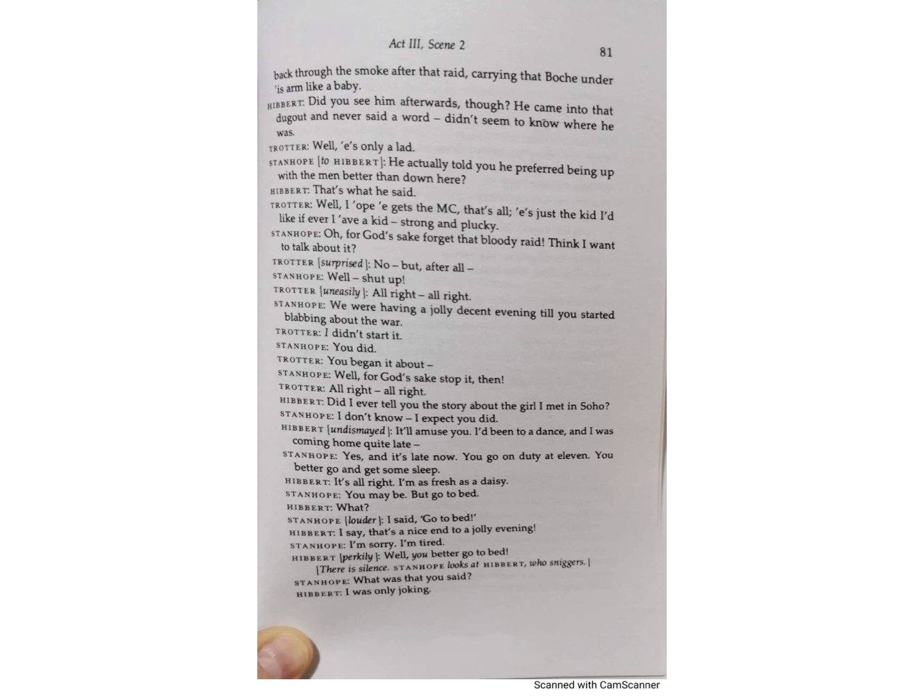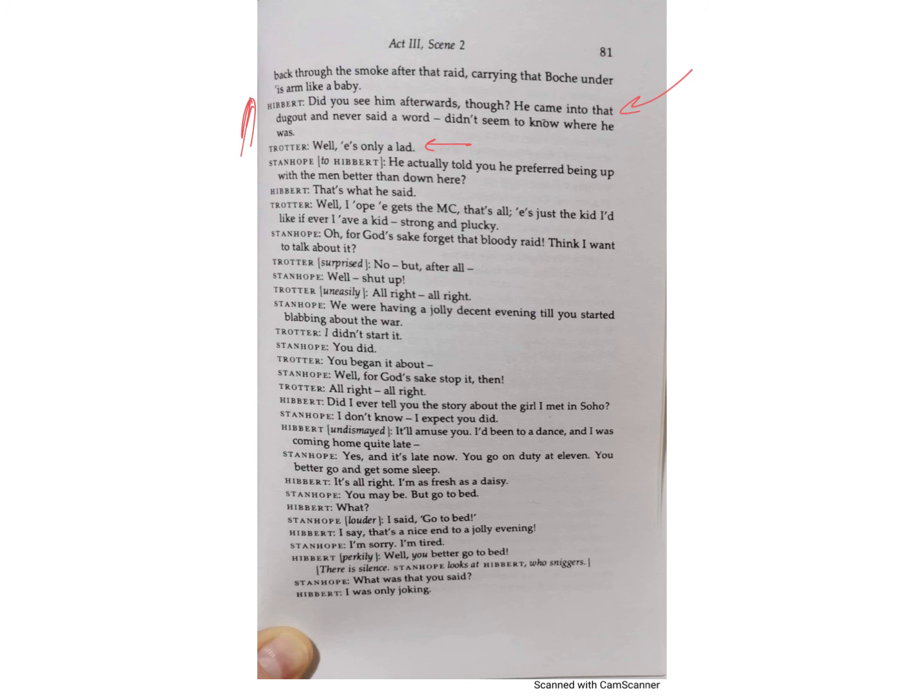Whereas Hibbert goes in slightly more critically. Did you see him afterwards? He came into the dugout, never said a word. His youth is emphasised by Trotter. He's only a lad. Hibbert is going to react against that idea of pluck and courage and everything that Raleigh represents, because it's everything that Hibbert is not. You would not catch Raleigh feigning neuralgia to get out of a raid. Raleigh went and did it. So that's the important thing there.